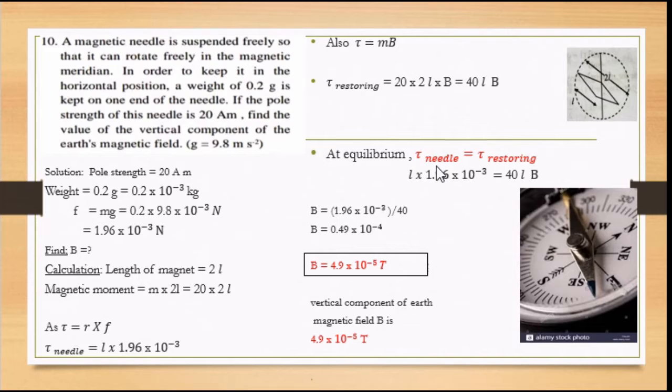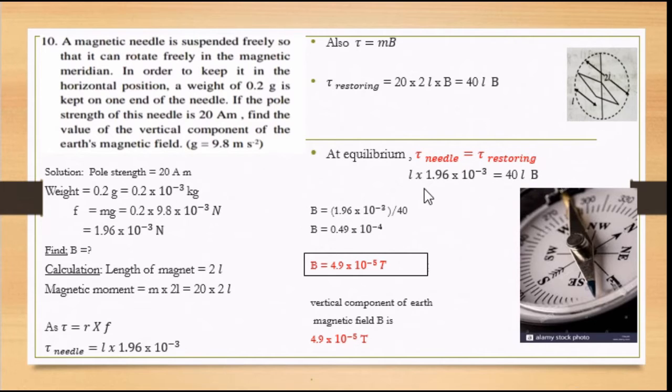Once you have found the value of the torque acting on the needle, we have to find the restoring torque, which is equal to m into B. M is given to you, which is 20, and B is here, 2L into B as it is. So the restoring torque is 40 LB. According to the condition, let us equate the torque on the needle and the restoring torque of it.